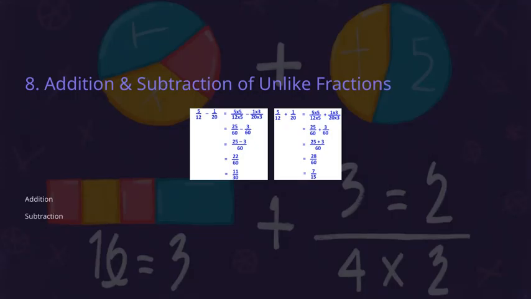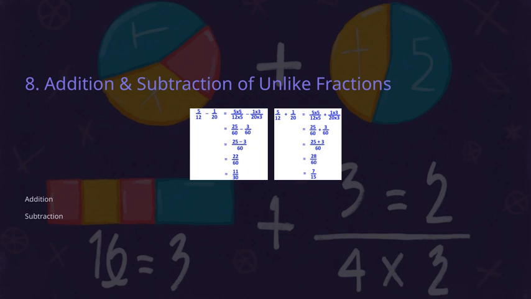Now, let's move on to addition and subtraction of unlike fractions. When we talk about addition, the first thing to remember is that the fractions have different denominators. To add these fractions, we need to find a common denominator. This usually means finding the least common denominator, which is the smallest number both denominators can divide into evenly. Once we have that, we convert each fraction to an equivalent fraction with the common denominator, and then we simply add the numerators together.